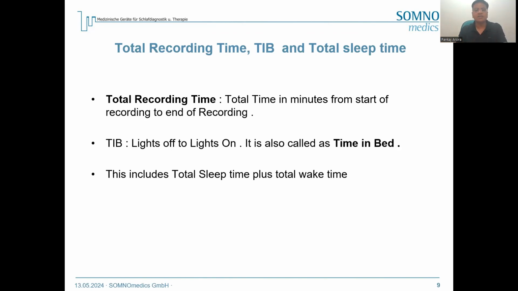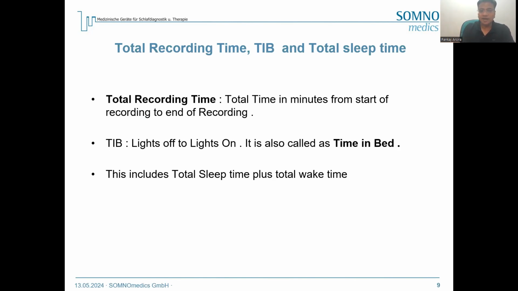But we are mainly interested in time in bed. Why we are interested in time in bed, we will come to know in the subsequent slides. So time in bed is defined from the lights off to the lights on time. It means we have prepared the patient, and now we are telling the patient, please go to the bed, try to sleep, and we are switching the lights off in your room. And actually, we are giving the software also that we are defining the lights off.